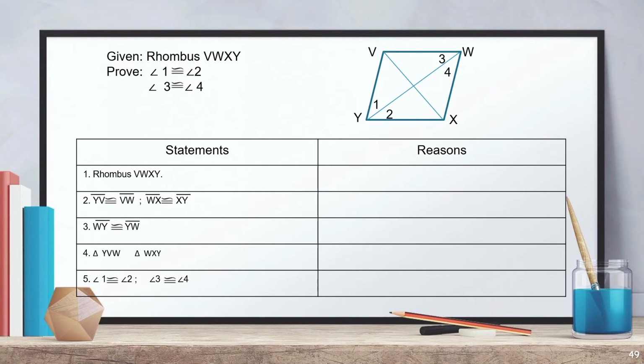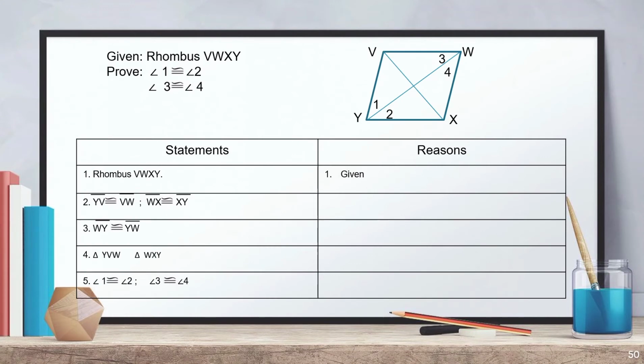So shall we start? We have here the two-column proof, the statements, and the reasons. Statement number 1, rhombus VWXY. Reason? Very good, it's given. Now statement number 2, you have side YV is congruent to side VW, and side WX is congruent to side XY. What should be the reason? Of course, definition of a rhombus. Because in a rhombus, all four sides are congruent.